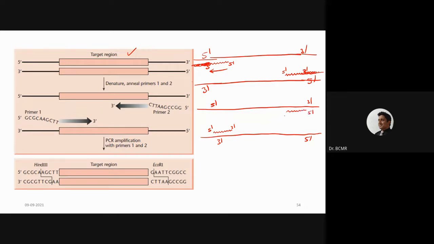This is 5', and here is 3'. And we add DNA polymerase, then polymerization would have occurred in this direction. And for the upper strand, it would have occurred in this direction. So if we continue, let the extension happen, we would end up with 2 DNA molecules like this.